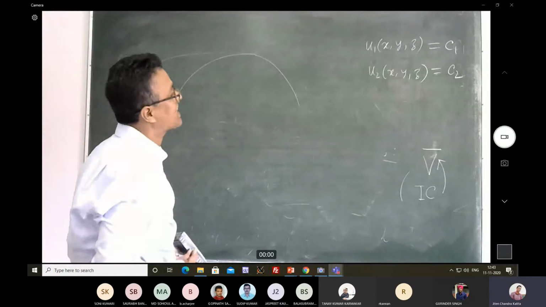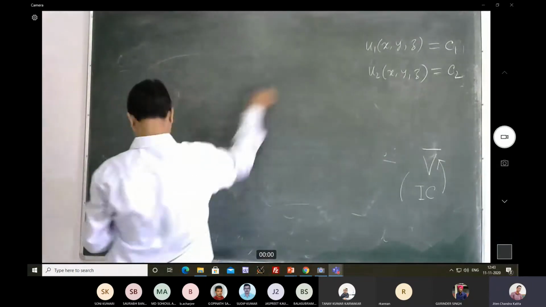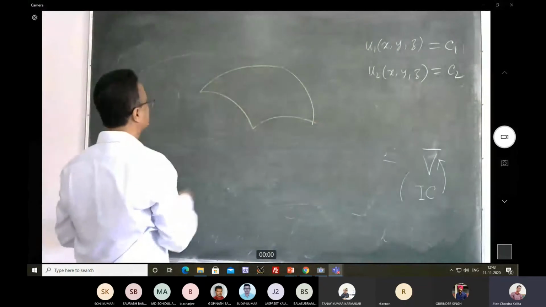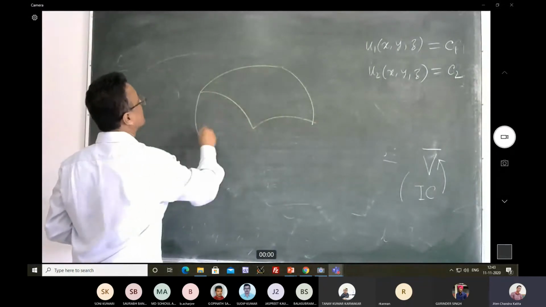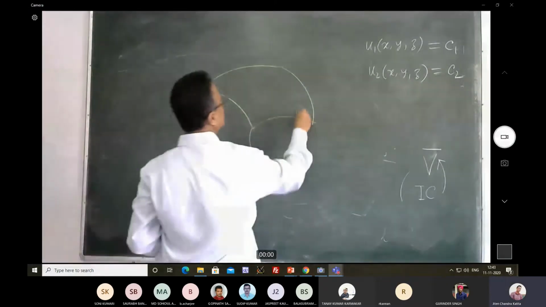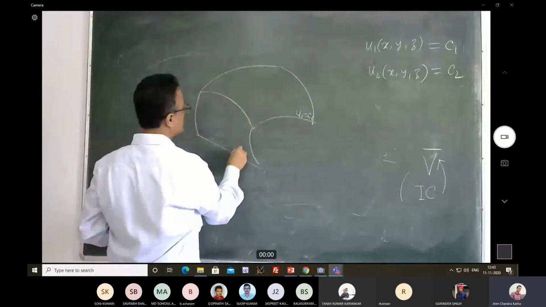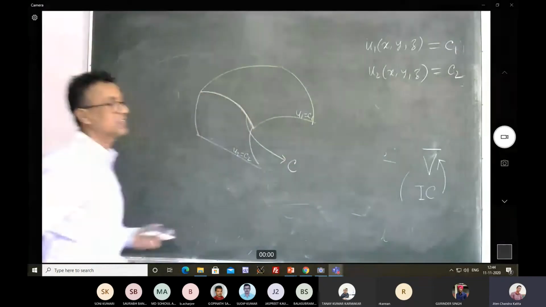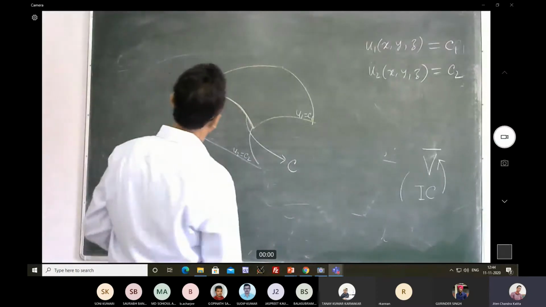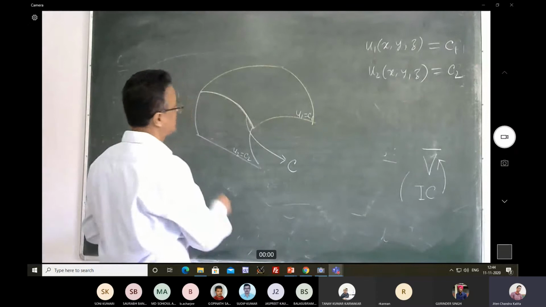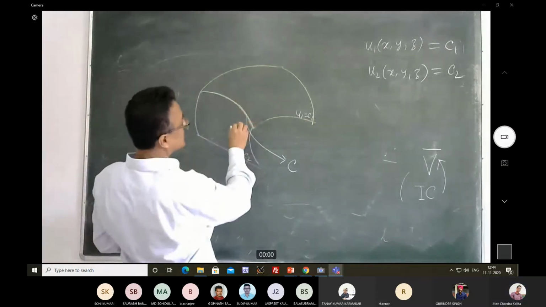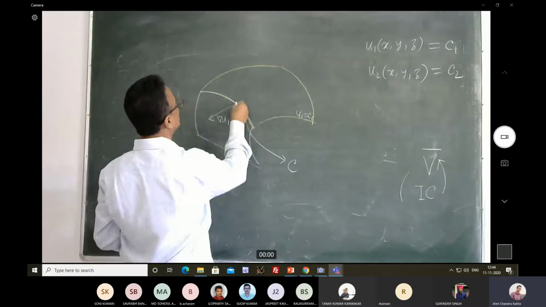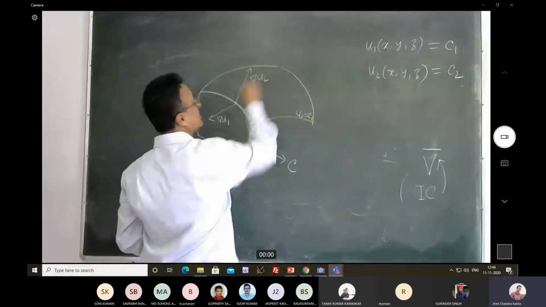Okay, suppose C is the curve of intersection of these two surfaces. As I did yesterday, suppose this is u1 equal to C1 and this is u2 equal to C2, and suppose this is their curve of intersection C. Obviously, I have something like this: this is grad u1, and this is grad u2.